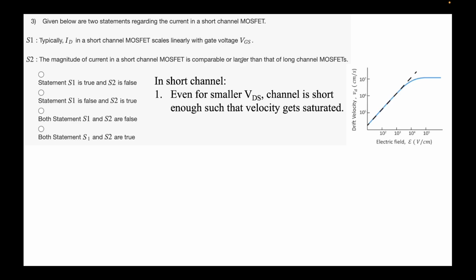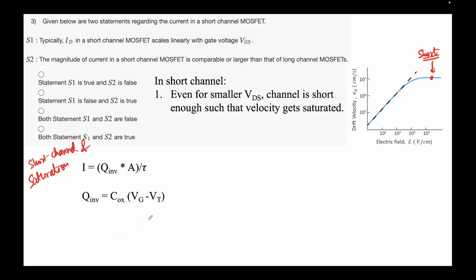So we have seen this in short channel. For smaller VDS, the channel is short enough that the velocity gets saturated because we hit the critical field. So remember, short channel is operating somewhere over here, right? So velocity gets saturated and thus your current will get saturated. How do we express it? Again, the same expression, I equal to Q inversion times the area over the time tau. This is your Q inversion. So it's not depending on VDS, which you expect because it's saturated. VDS can be anything, but if VDS is high enough, I'm talking in that regime. So this is the analysis for short channel in saturation. Because it's already saturated, it does not depend on VDS anymore.